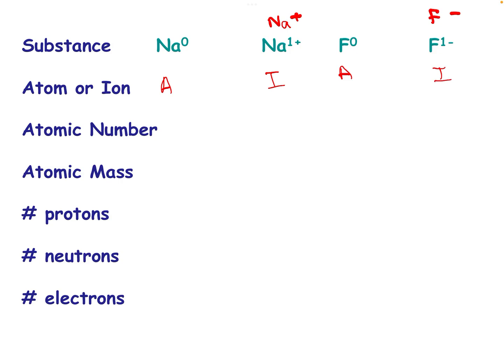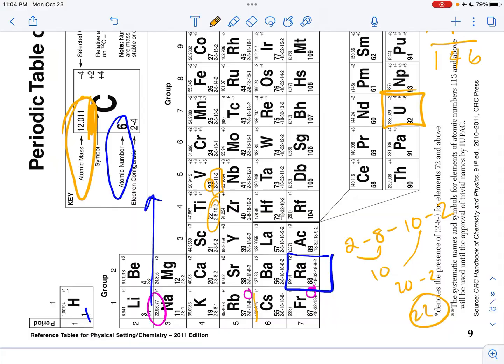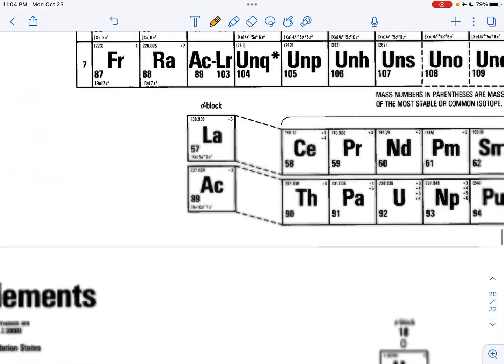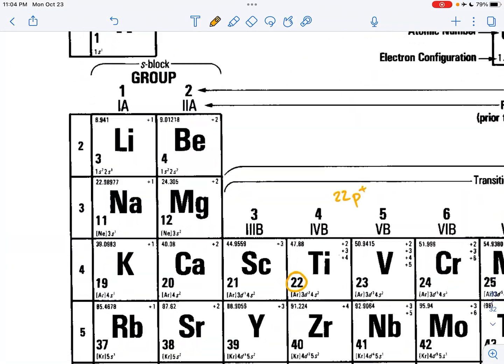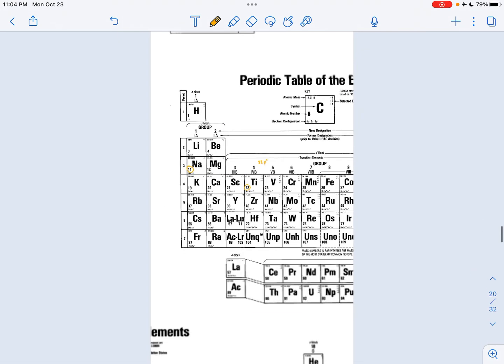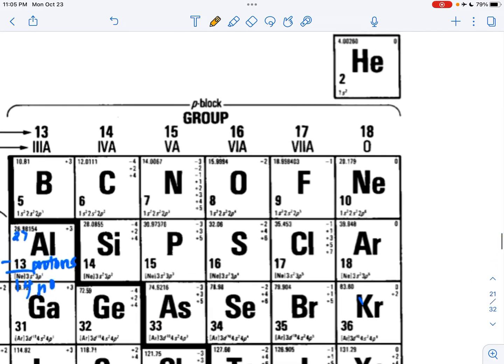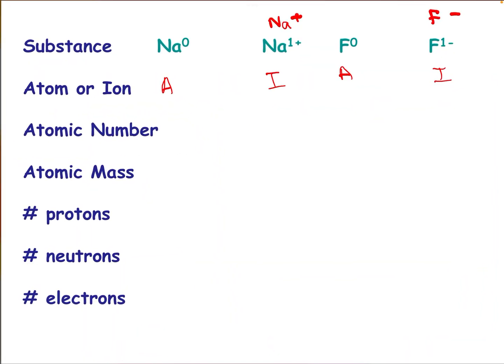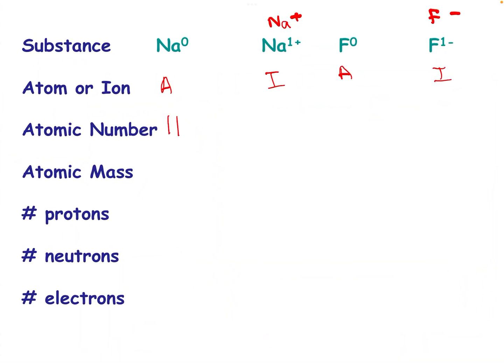Atomic number. Now, that means we need to go back to the periodic table for sodium and fluorine. I'll go to the big periodic table. Sodium is 11, atomic number, and fluorine is 9. So atomic number is 11 no matter what happens to electrons. Same with fluorine. Atomic number 9 no matter what happens.